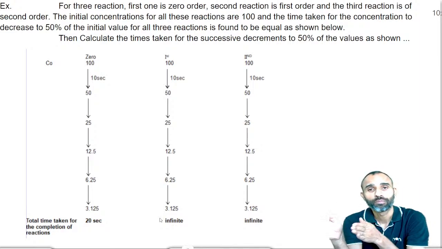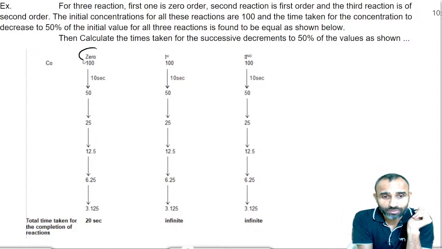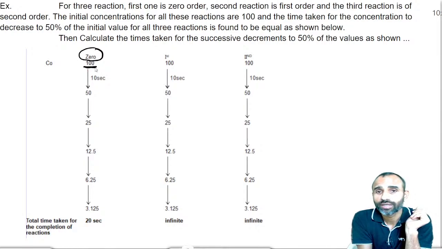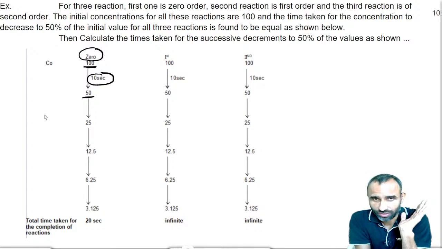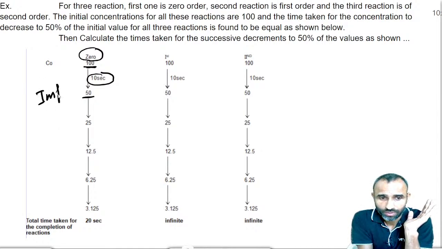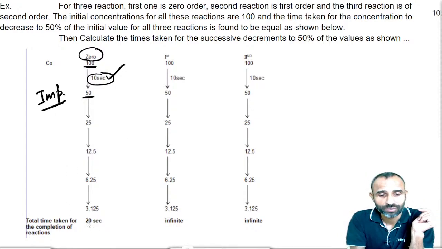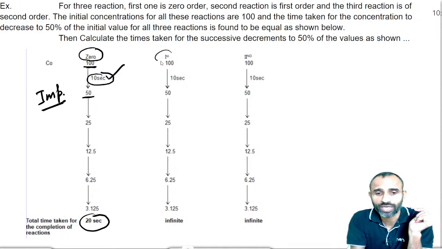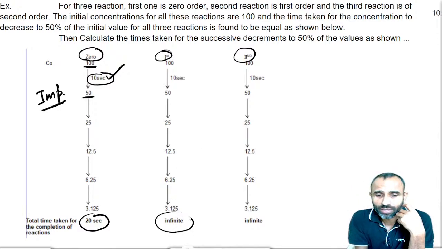Now again, if we compare zero, first and second order reactions: for zero order reaction, if 100 amount is converted to 50 in 10 seconds, that is the half-life, and it is completed in 20 seconds. It is important to note. For a zero order reaction, if half-life is 10 seconds, it is completed in 20 seconds. But for another reaction, either first, second, or so on, it will take infinite time to complete.